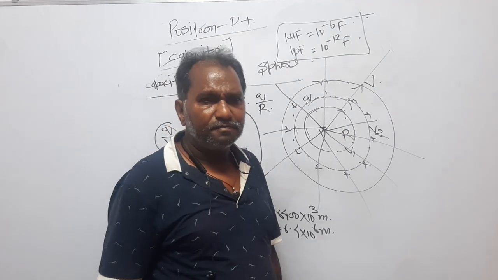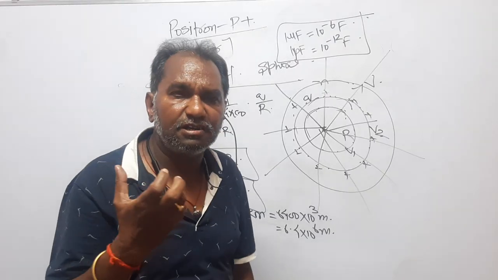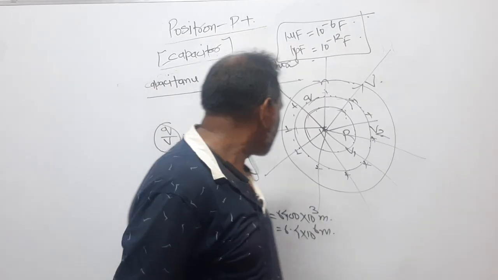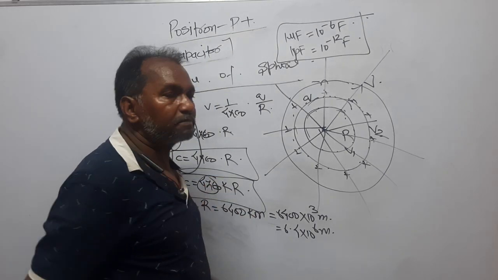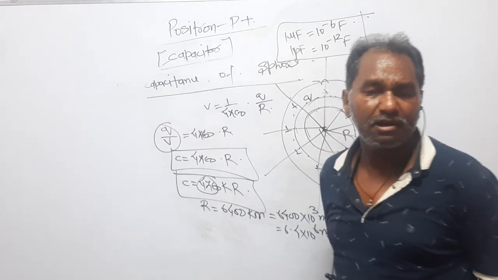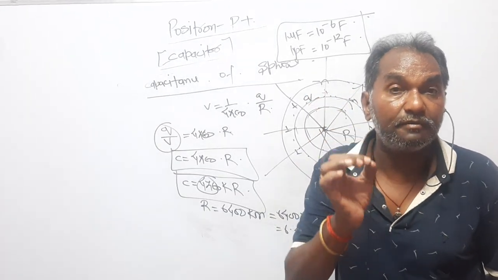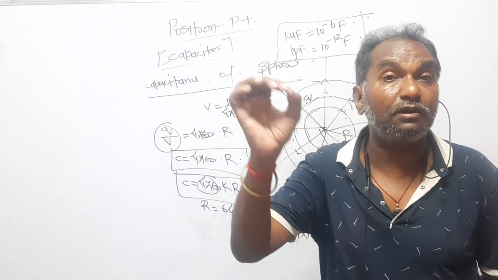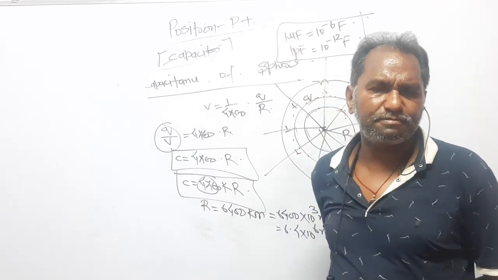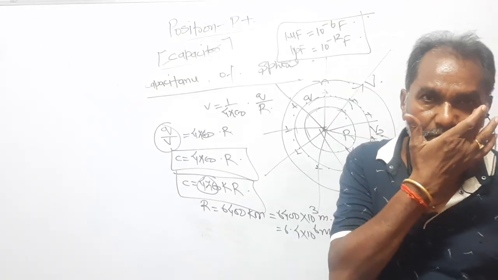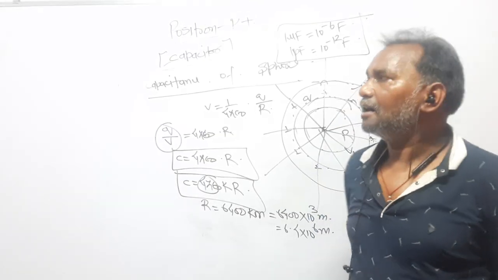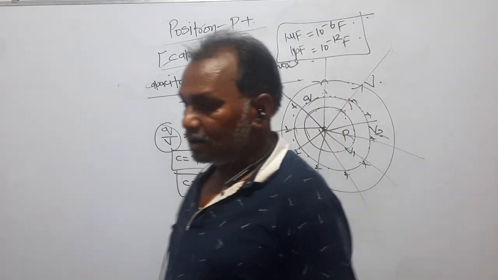What I have told you is that if the earth is a sphere having the radius 6400 kilometer, and you replace the value of the radius of the earth, you can find out the capacity of the earth. Even the capacity of the earth is not close to 1 farad. It means farad is a very big unit of capacitance. That is why normally we talk in terms of picofarad or microfarad.